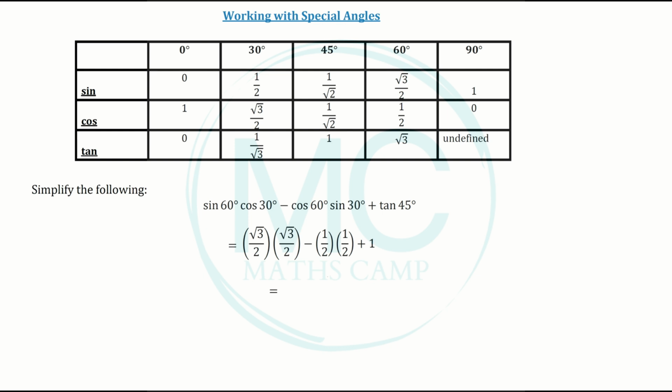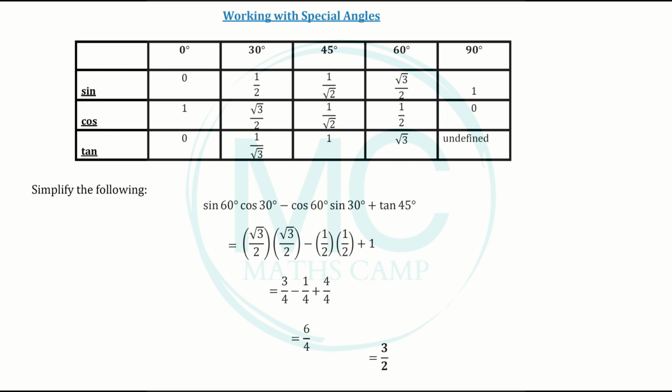Now we can multiply our brackets together. Root 3 multiplied by root 3 gives us 3 over 2 multiplied by 2, which is 4, minus 1 over 2 multiplied by 1 over 2 gives us 1 over 4. And now we need to add 1, but we're working with fractions with a denominator of 4. So let's change 1 into a fraction over 4. So we can say plus 4 over 4. Now we have 3 minus 1, which is 2, plus 4, which gives us 6 over 4. Let's simplify our fraction. We get an answer of 3 over 2.